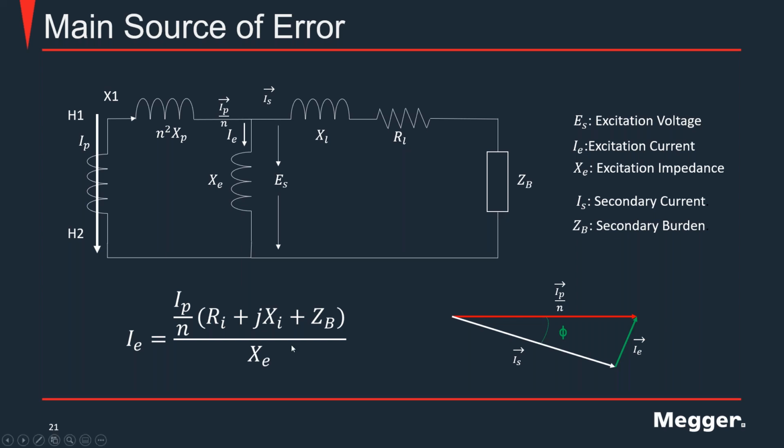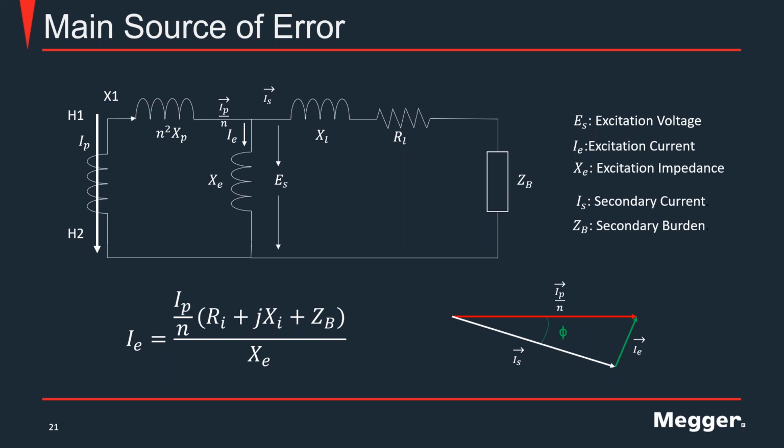You can see here the error on the CT is made mainly of the excitation current. Now, the excitation current has a direct relationship with the burden. The higher the burden, the higher the excitation current, and hence the higher the error. On a metering CT, you want high accuracy, and therefore, you're looking for as small an error as possible.